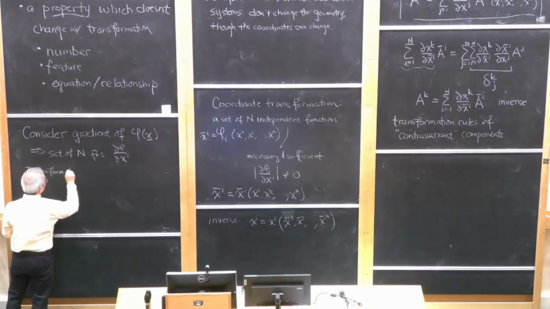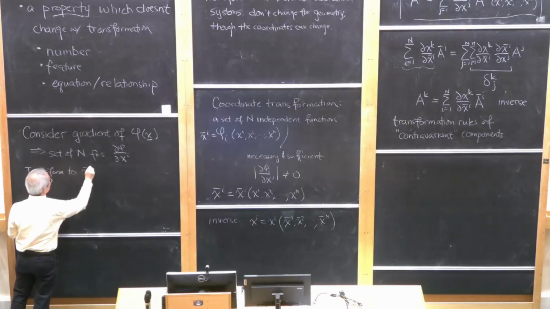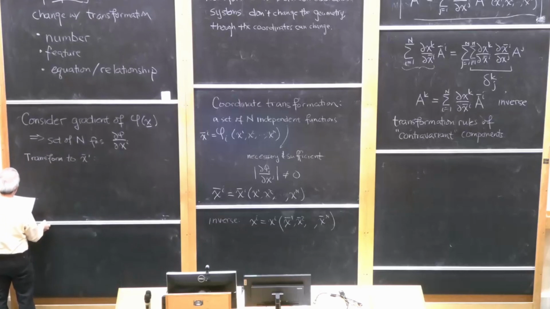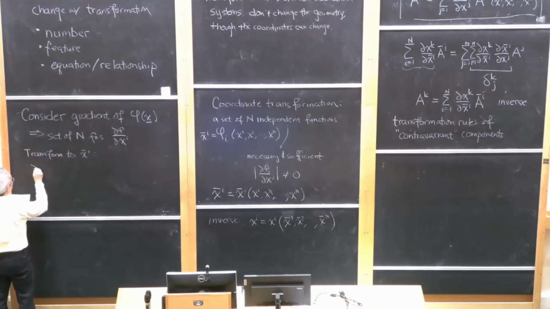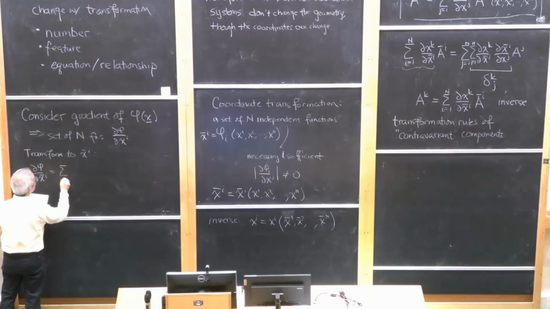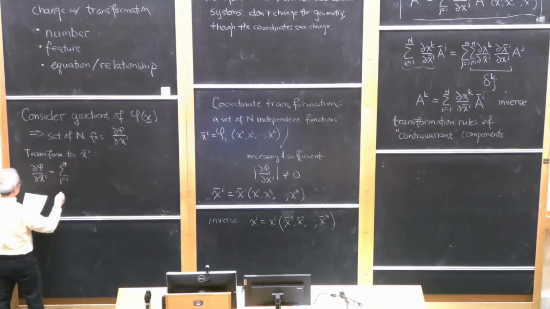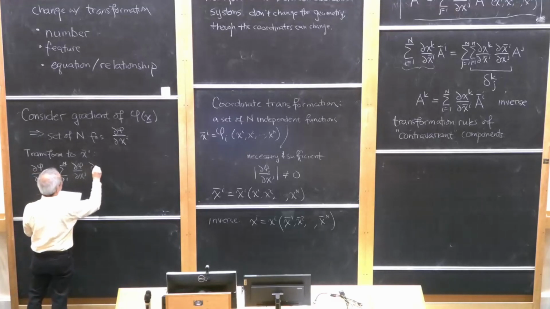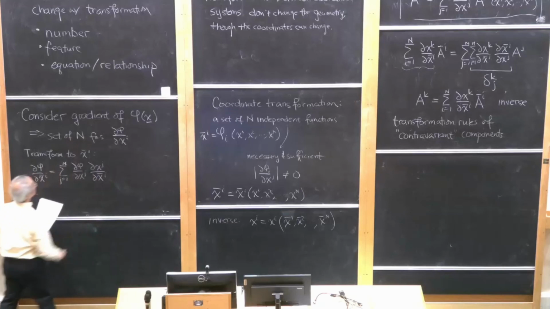Transform to the x bar coordinates. Again, we can just use our handy chain rule. So we have d phi dx bar i is equal to the sum j equals 1 to n of d phi dx j times dx j dx bar i.